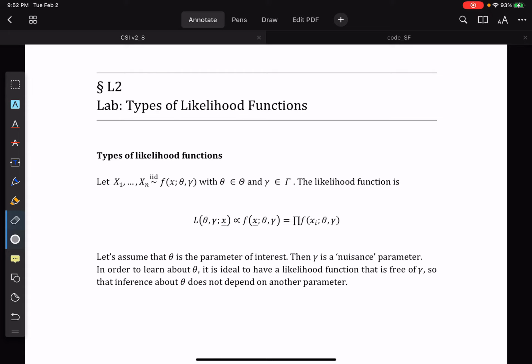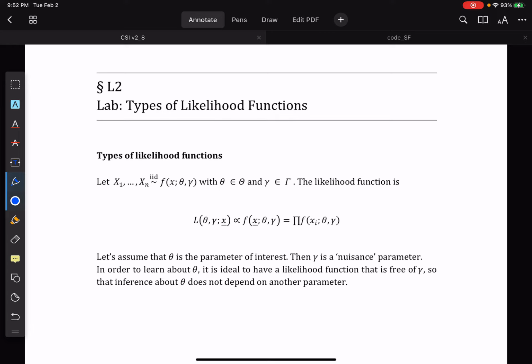And likelihood functions, you've already gotten a hint, are very important. They're going to show up in lots of different contexts, but they may also have multiple parameters, and we need to know how to handle multiple parameters when we focus on one and are not so interested in the other. So we'll just jump right into it and get started here.